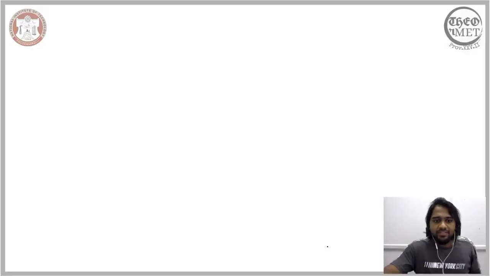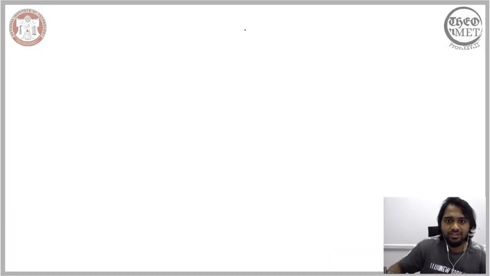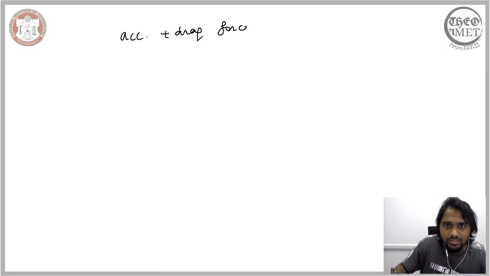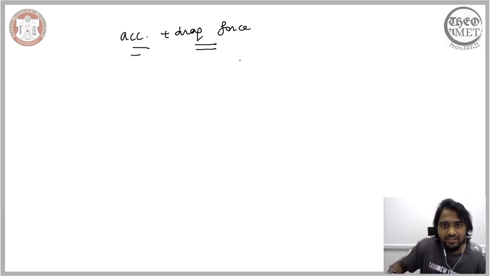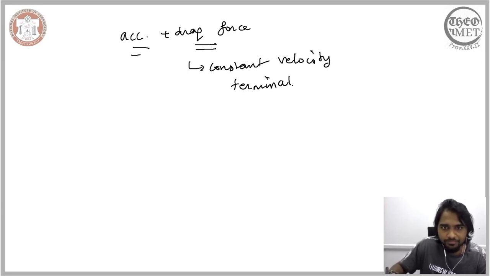Now, there is a combination of an accelerating force plus a drag force acting during a classification process. Because of this accelerating force and drag force, a constant velocity is achieved by the falling particles, and this velocity is referred to as the terminal velocity.